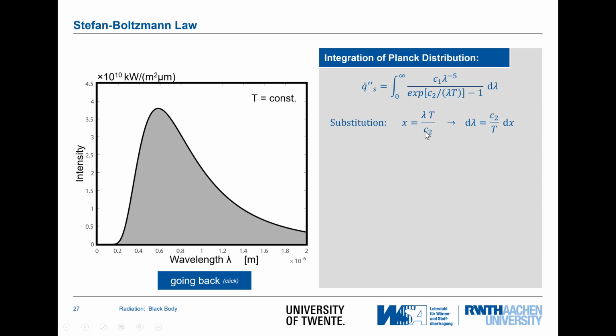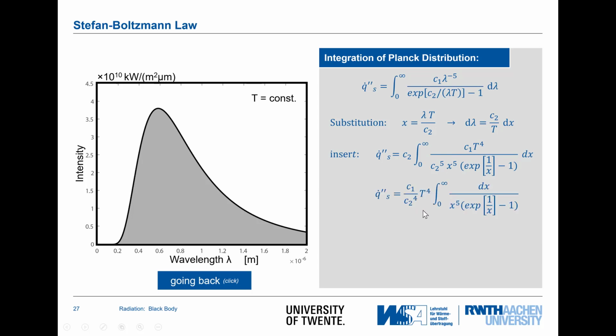Well, you need to do a substitution. The substitution is to put in an x for lambda T over constant C2 to derive the d lambda and other elements of the formula. If you put that in, then we first can put the C2 that comes from the dx out of the integral. We have a C1 T to the power of 4. Here we have this term, and if we sort this now to have all the expressions that are not dependent on lambda, we get this and the T^4 in front of the integral, and we get here an integral with x to the power of 5 and an exponential function.